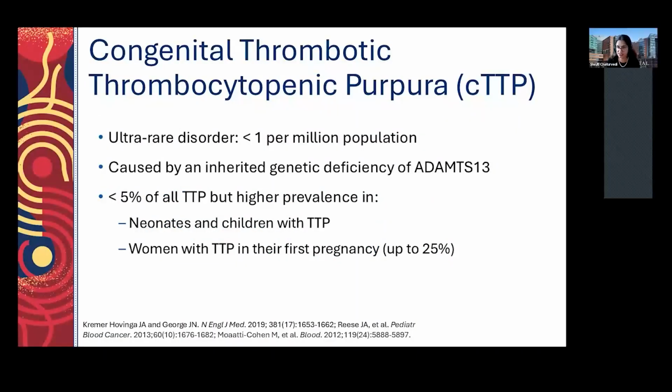Now, congenital TTP, as I just mentioned, is ultra rare. The incidence is less than 1 per million population, and it is inherited. It's genetic deficiency of ADAMTS13. While it is the rarer form of TTP, and in fact, less than 5% of all patients with TTP have the congenital form, its relative prevalence is higher in certain groups. So if someone presents in the neonatal period or in early childhood, it is more likely that they have congenital TTP. Also, in women that present with TTP the first time that they get pregnant, the relative prevalence of congenital TTP is more than 5%. It's almost 1 in 4 women who present in their first pregnancy.